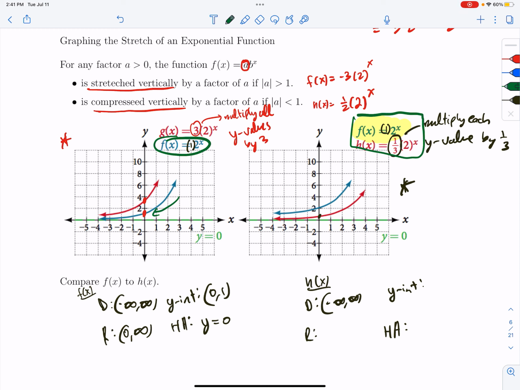But anyway, the domain for h of x, which is this red graph, is going to be -infinity to infinity. The range is still 0 to infinity because there's no vertical shift. The y-intercept for the parent function was (0, 1). So the y-intercept for the transformed function is 1/3 of that y-intercept. So it's (0, 1/3). 1/3 times 1 is 1/3. And then the horizontal asymptote, again, because there is no vertical shift, does not change.